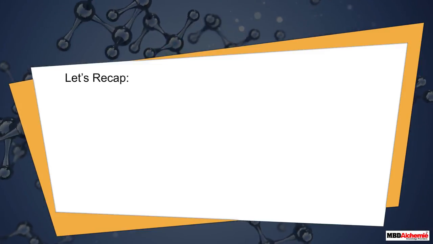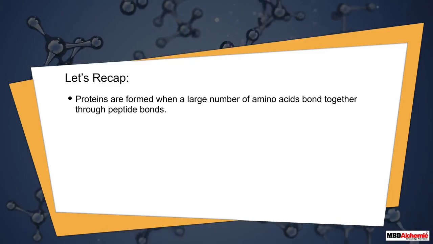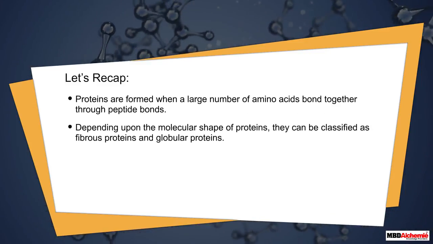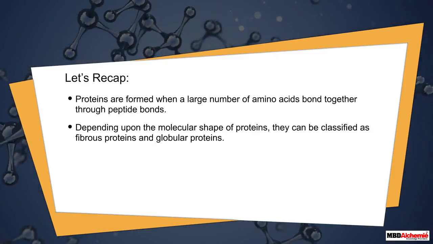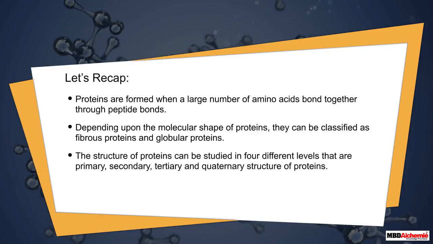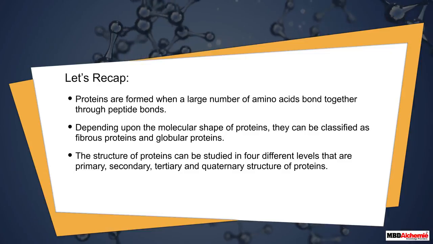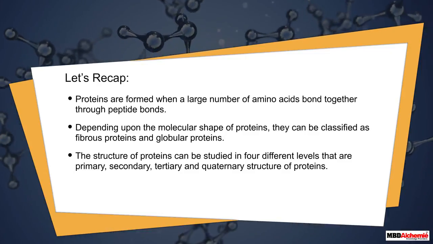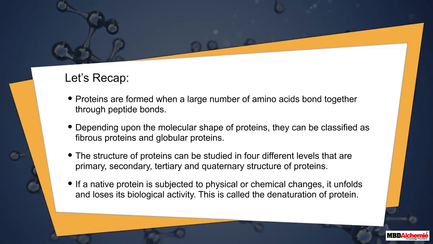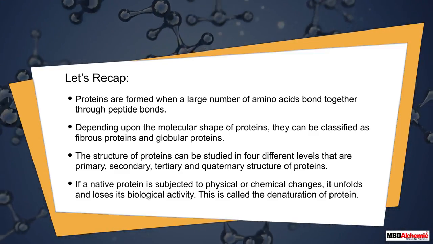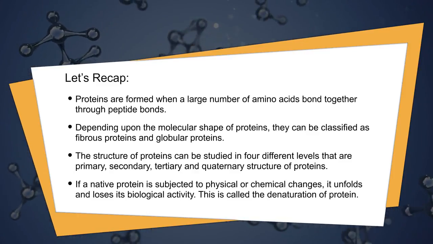Let's recap. Proteins are formed when a large number of amino acids bond together through peptide bonds. Depending upon the molecular shape of proteins, they can be classified as fibrous proteins and globular proteins. The structure of proteins can be studied in 4 different levels, that are primary, secondary, tertiary, and quaternary structure of proteins. If a native protein is subjected to physical or chemical changes, it unfolds and loses its biological activity. This is called the denaturation of protein.